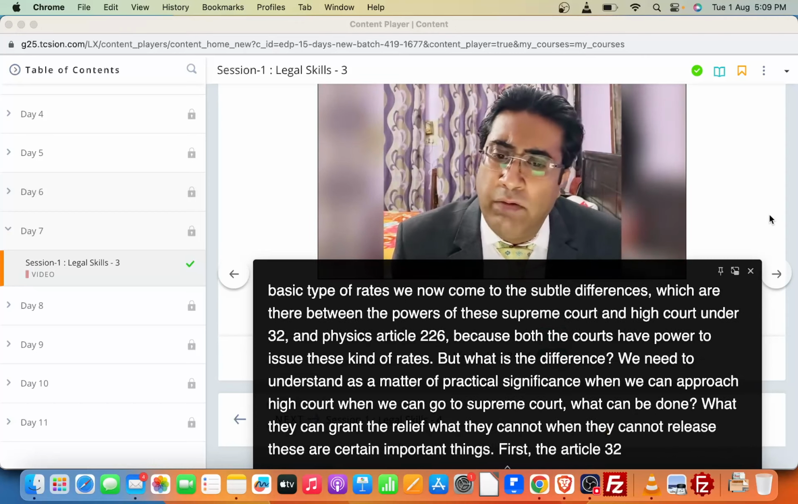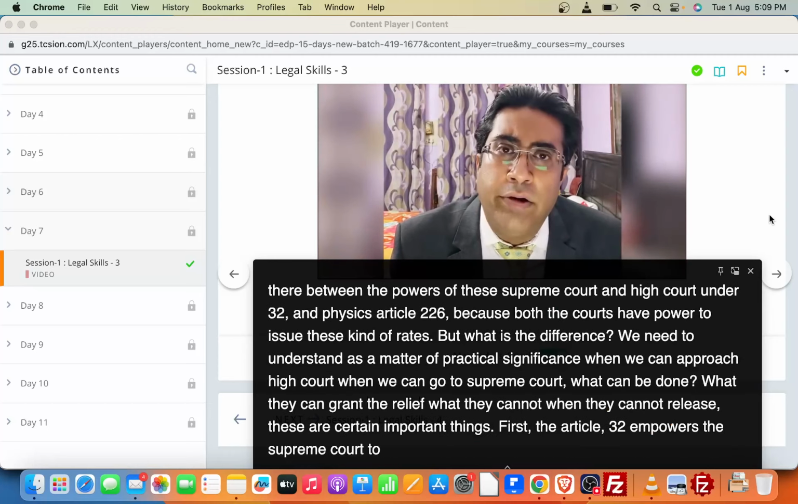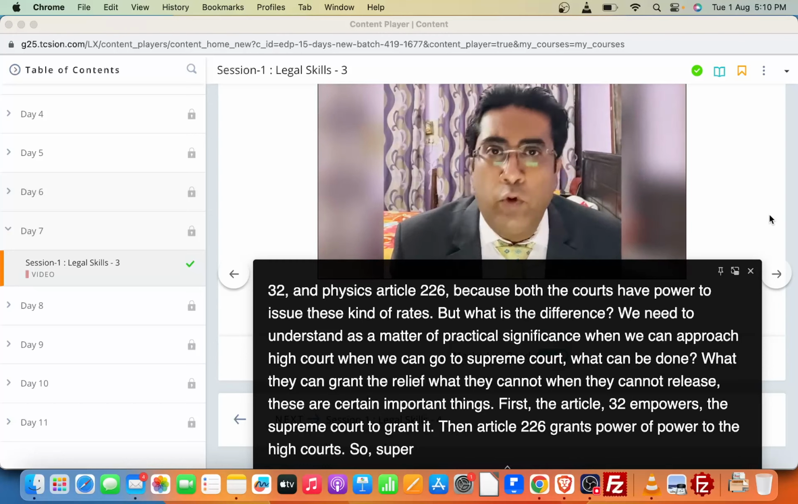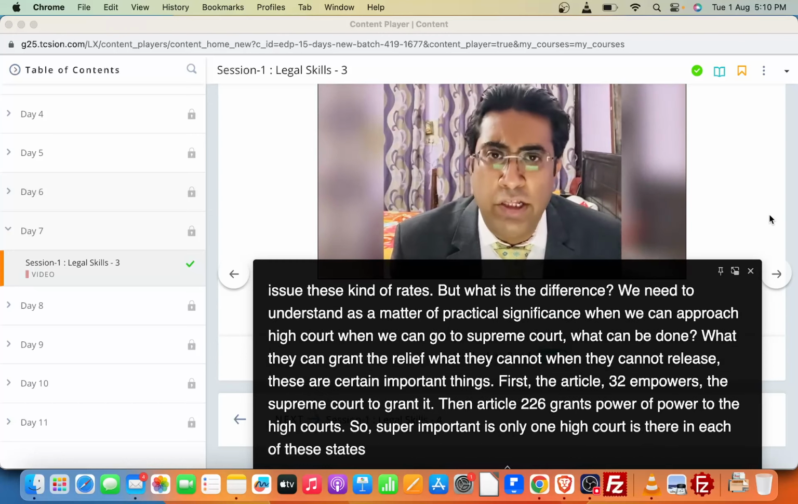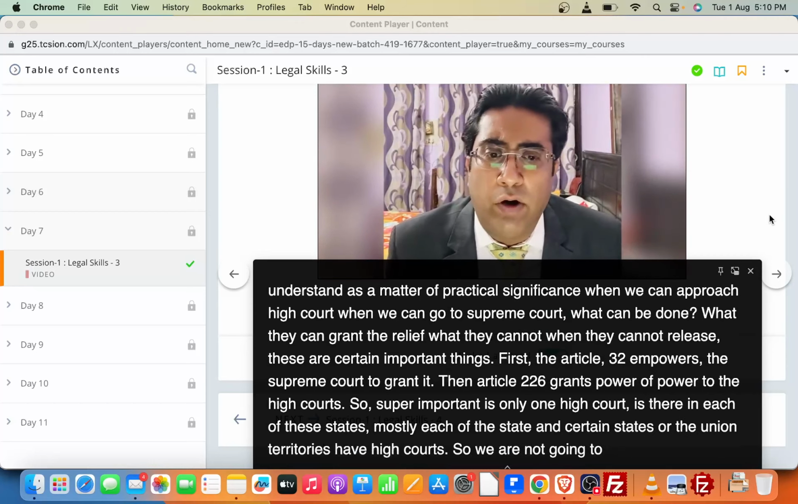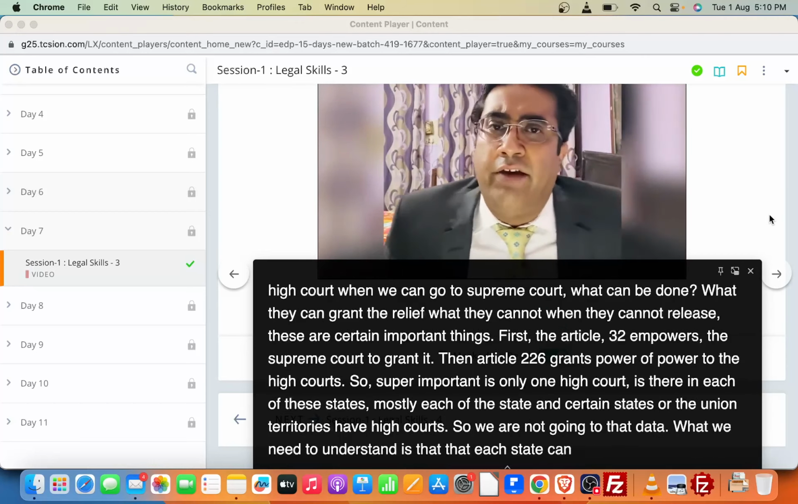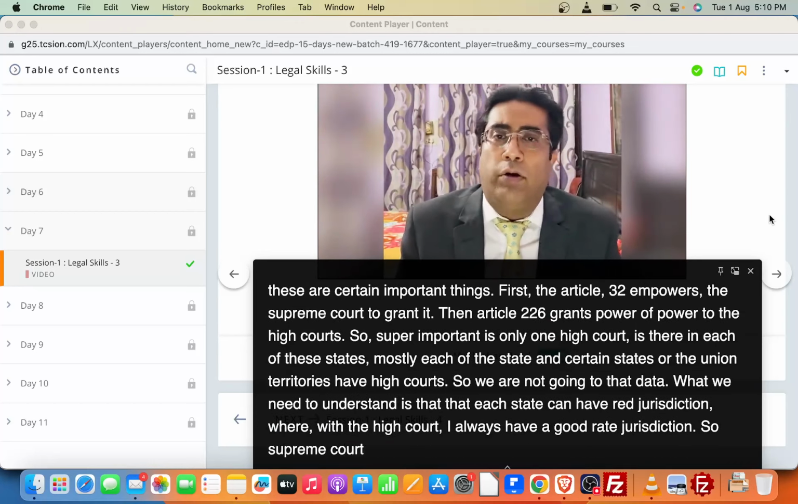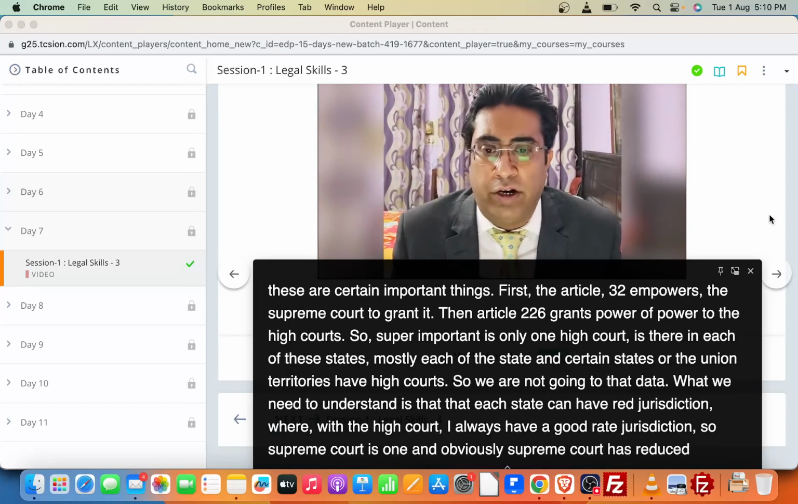Firstly, Article 32 empowers the Supreme Court to grant writs. Then Article 226 grants power to the High Courts. So the Supreme Court is only one. High Courts are there in each of the states, mostly, and certain states or union territories have High Courts. We are not going into that detail. What we need to understand is that each state can have writ jurisdiction, where the High Court always has a writ jurisdiction. So the Supreme Court is one, and obviously the Supreme Court has writ jurisdiction under Article 32.